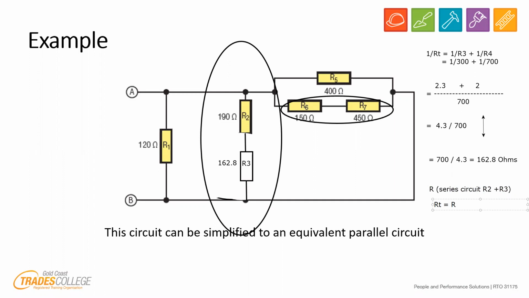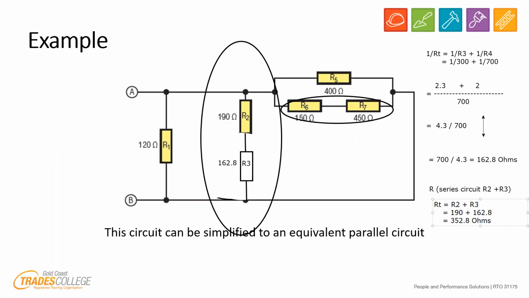Equals R2 plus our new resistor, which I've called R3, 190 plus 162.8. Once again, I should be able to do that in my head, but 162.8 gives me 352.8. Okay, so there's my second leg going down there.